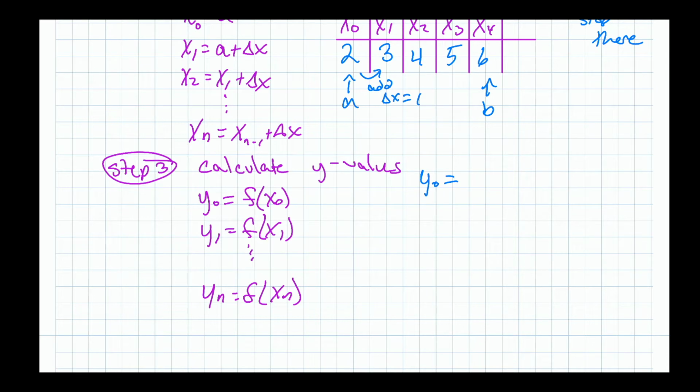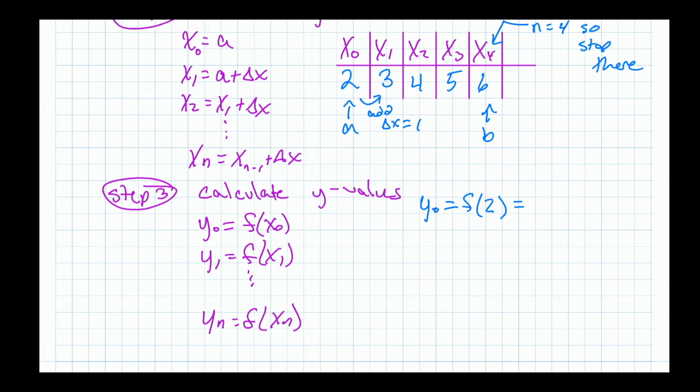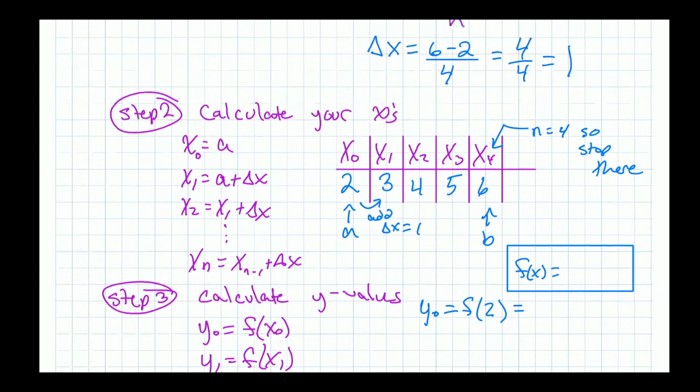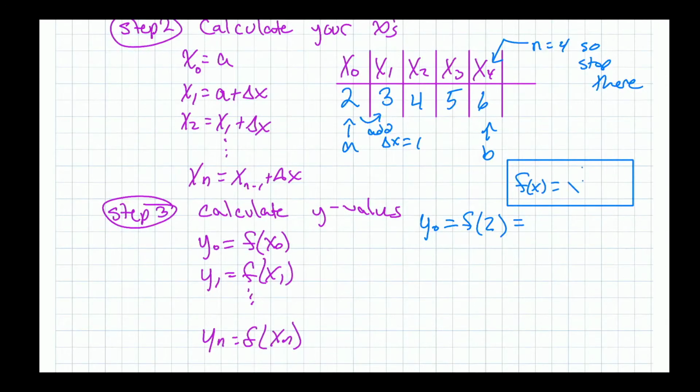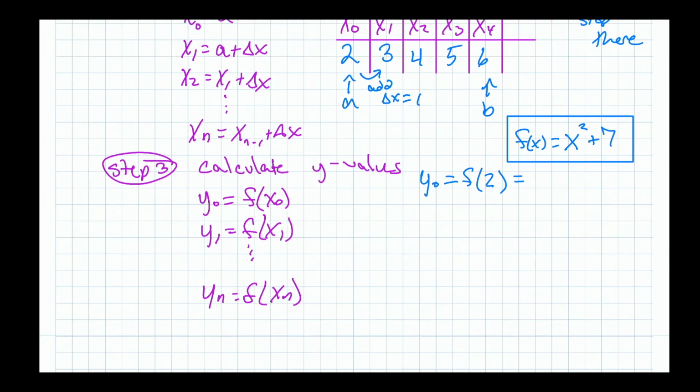So like y0 is f of x0, right? But x0 we have from our problem is 2. So we need f of 2. Now I didn't write f. What's f? We need to know that. So from the integral, f of x was the integral that we were integrating, which is x squared plus 7. So that's what we're integrating.